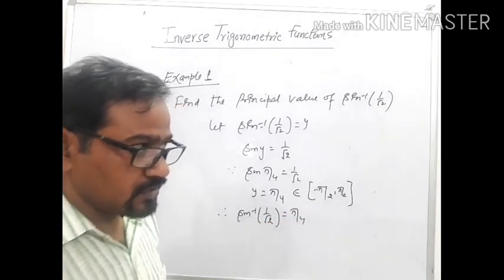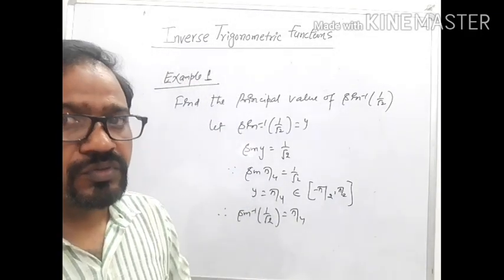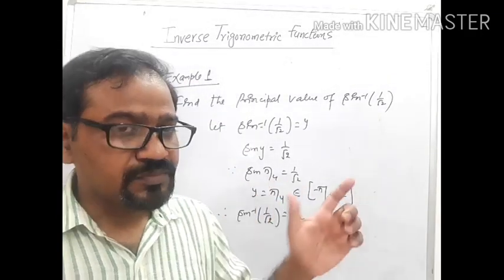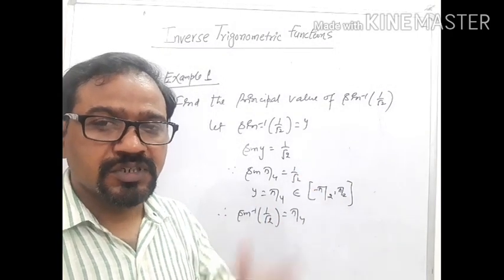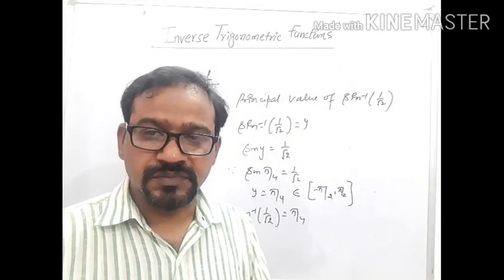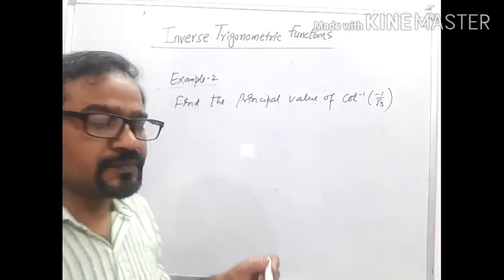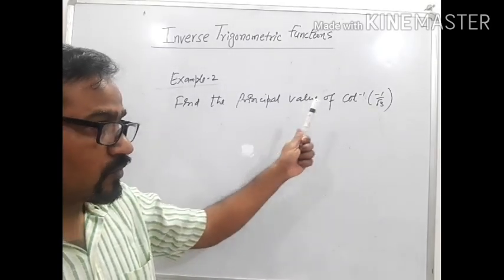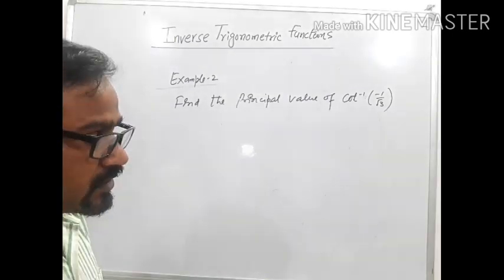So to find the principal value, we have to take it in the principal branch, that means the range of inverse trigonometric functions, which is given in the table. Next, example second: find the principal value of cot inverse minus 1 by root 3.